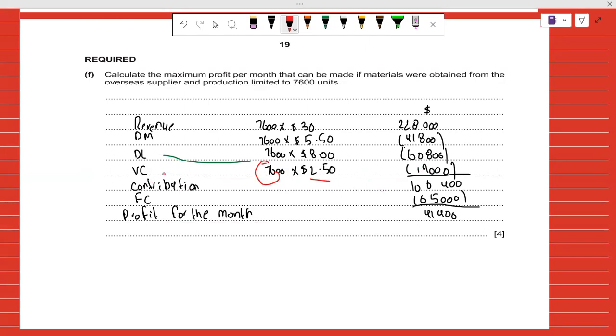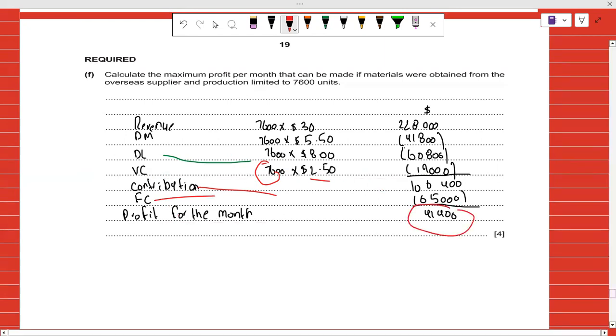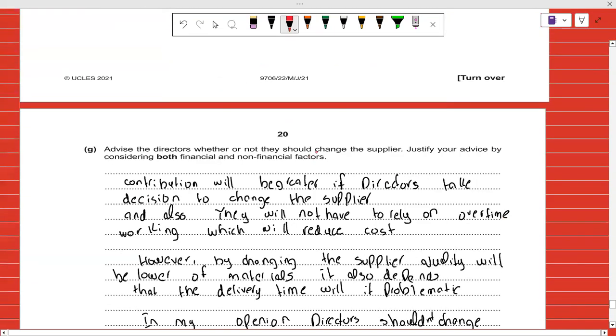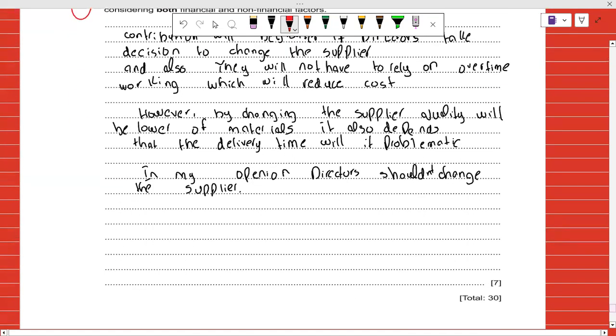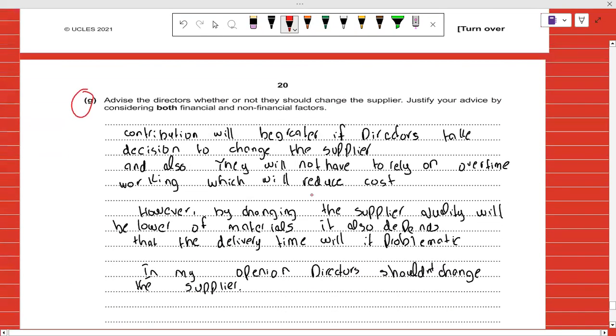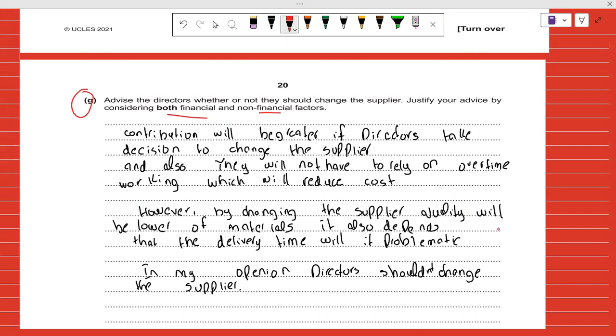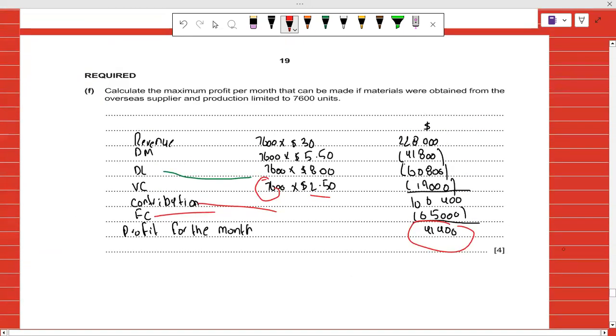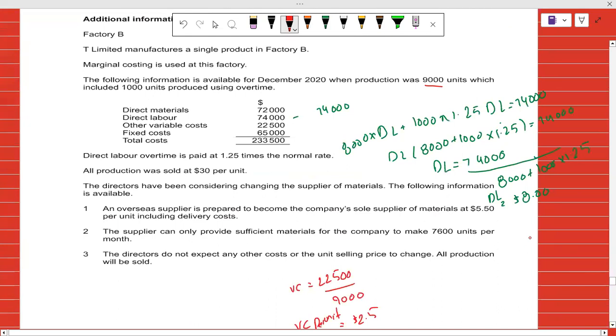So after that, you will have to calculate the contribution. And after that, you will have to subtract the fixed cost from it. And this would be our profit for the month. And this is our last part. I just wrote different points here so you can see, but I didn't put any advice at the end. So you can put any advice at the end on the basis of the non-financial factors and the financial factors. So you can use this information, and you can also use this information.